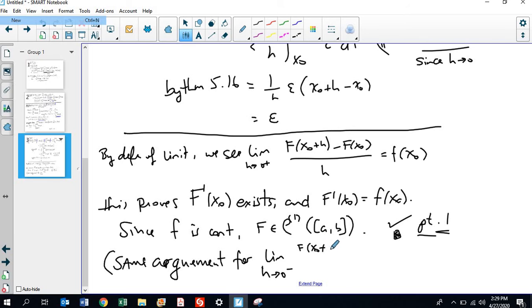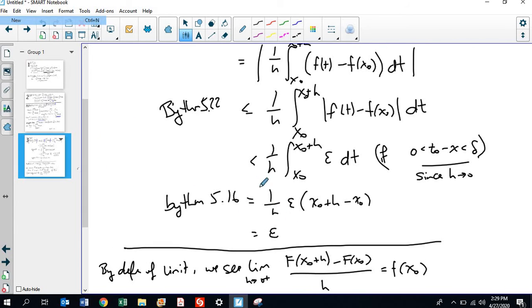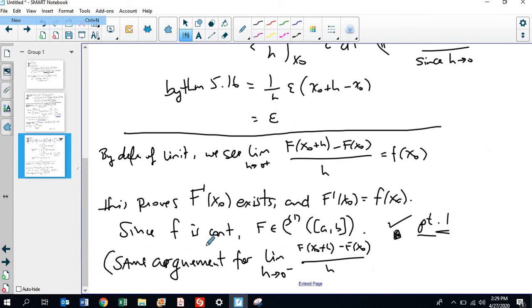But if I would have done that, then what would have happened? We would have had a negative sign here, because when we pull it out of the absolute value, this becomes negative. But then x0 is bigger than x0 plus h, and so you have to flip these, and the negative sign comes back in. So it works out the same. You get a couple of sign issues, but the signs cancel out, and you're okay. All right, so that's the proof of part 1.